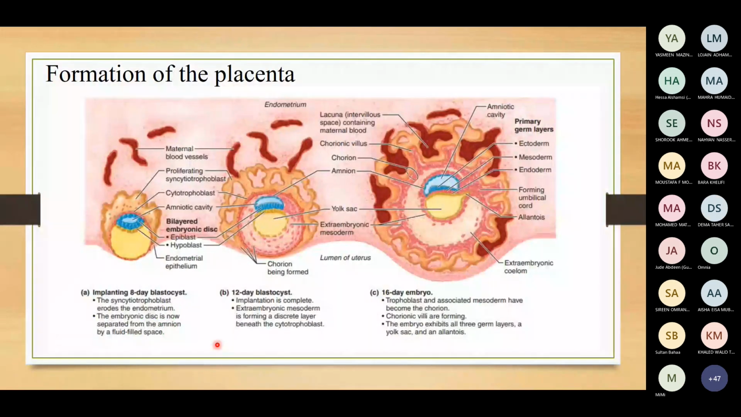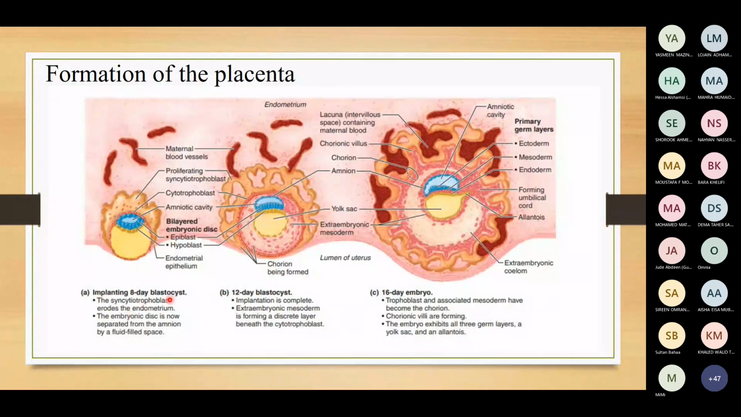Now, we have embedded the embryo and it's inside, and it's going to form the placenta. The placenta is basically the organ that's going to house the baby during the pregnancy. It makes sure that the baby gets all its nutrition, and that all of the wastes produced by the baby are taken care of and excreted properly. So we need to see how the placenta is going to be formed.